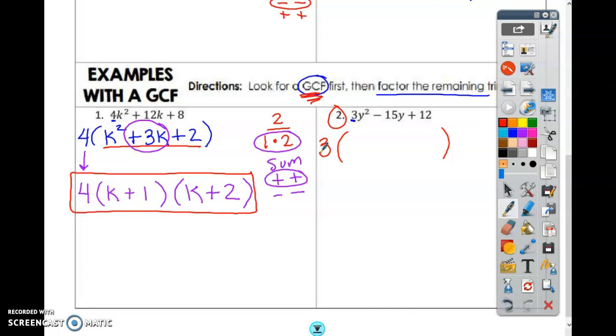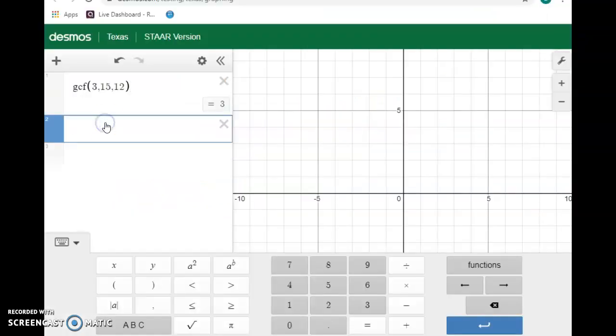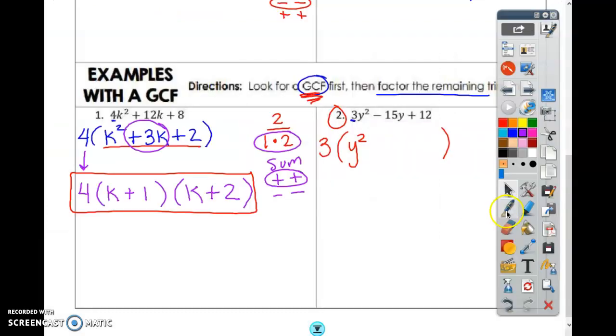Then you take out the 3. So this one, if I take out a 3, I'm left with y squared. This one, the minus 15, if I take out a 3, I'm dividing by 3. So that's negative 15 divided by 3 gives me negative 5. So I'm going to put negative 5y. And then 12 divided by 3 is a positive 4.